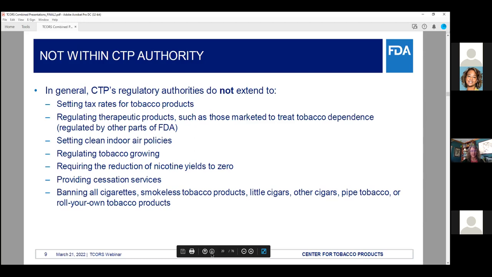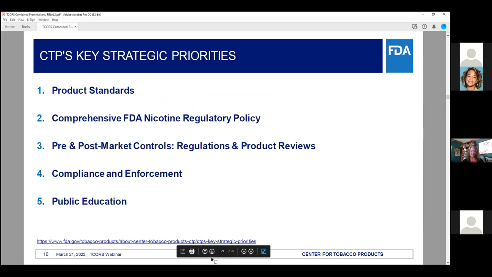So I'd like to spend a little bit of time, next slide please, talking about some of the key strategic priority areas here at CTP. As we walk through them, I'm going to try to pull some examples from the funding opportunity announcement of research areas and topics that help support these regulatory activities. I've listed five here on this slide. You can learn more about them at our website linked here on the slide.